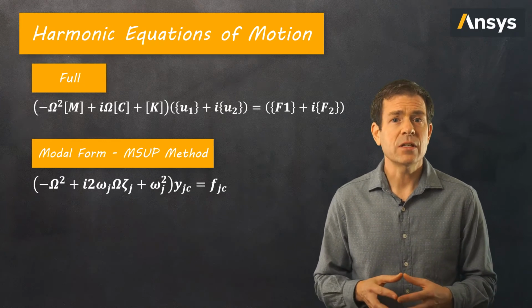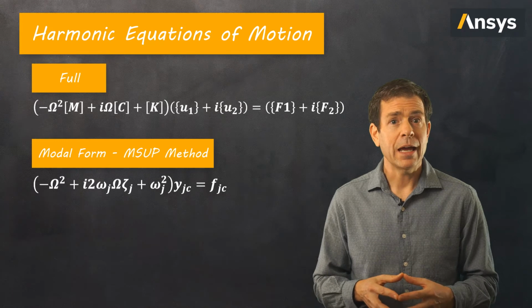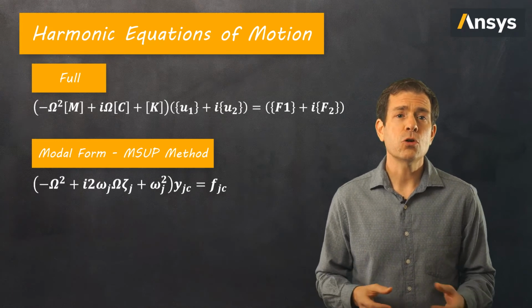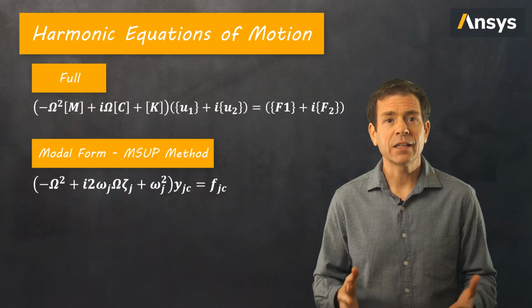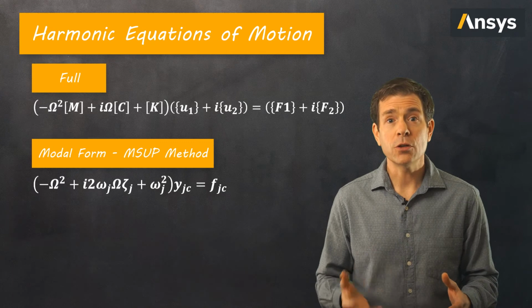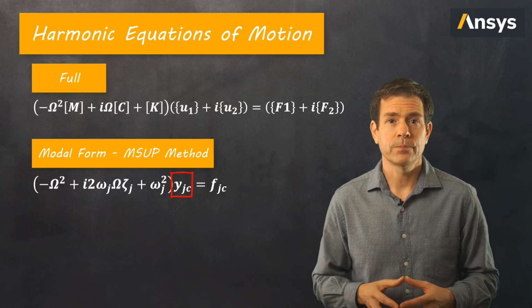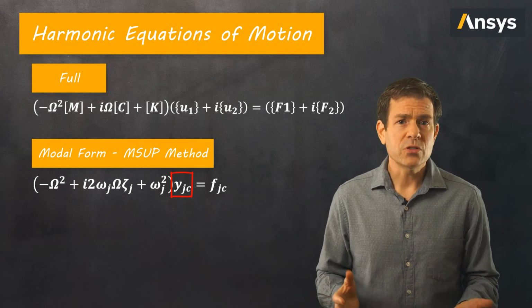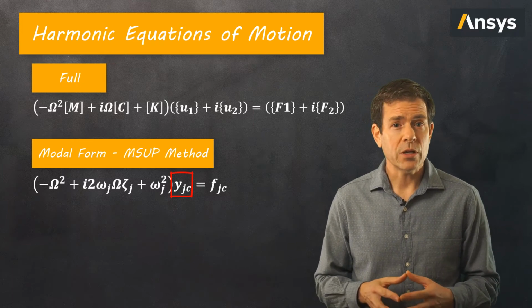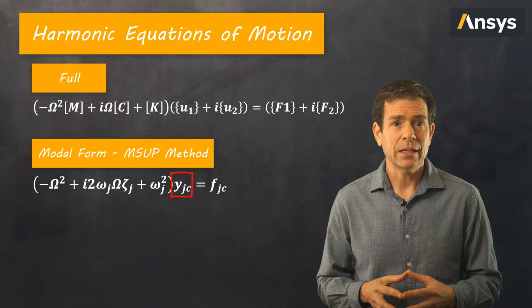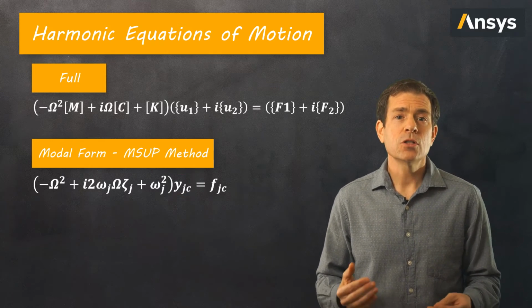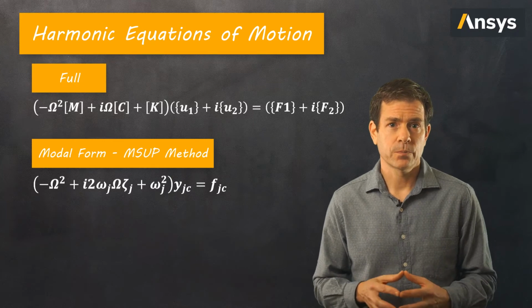Zeta sub j is the damping ratio of the mode j. F sub jc is the loading vector in modal form, and it's also known as the modal force. And finally, y sub jc are the modal coordinates, and they are the unknowns which we must solve for. The number of the unknowns is just the number of modes. We solve this uncoupled equation easily for each mode j, and later we multiply these times the eigenvectors and sum them to compute the total displacement.